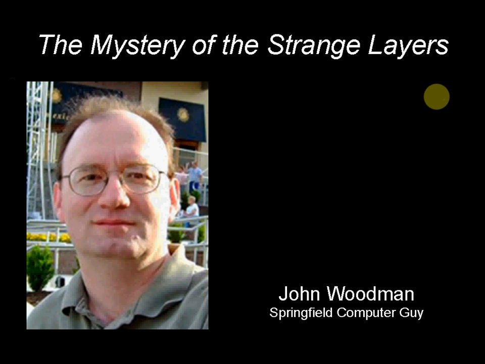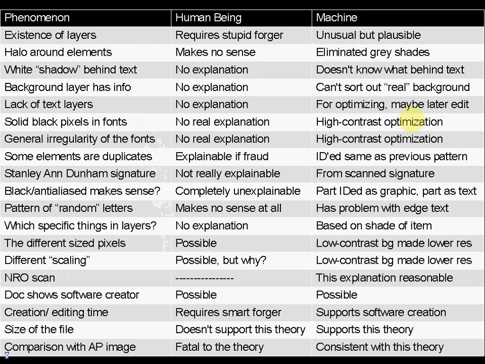Here is a summary of our findings. You can look down the column of human being. Very little there that makes any sense of any of these things having been done by a human being. On the other hand, every single item that we have looked at is plausible to have been done by a computer, by a software process. Does this mean that we've solved our mystery? Not necessarily. Let's not be quite so hasty in declaring a solution just yet.